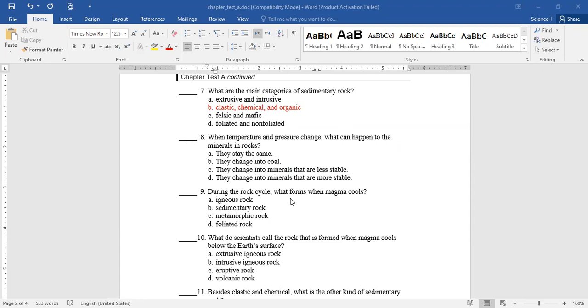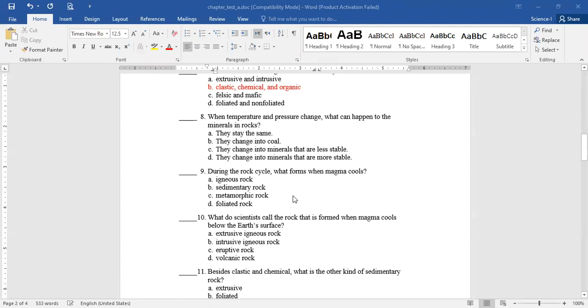Okay, Adam also has already answered in the chat because he has a problem with his mic. Okay. So question number 8. When temperature and pressure change, what can happen to a mineral in a rock? Once temperature and pressure change, it means the metamorphism process has already occurred. So what does it mean? Well, what happens to the minerals in a rock? Okay. Yes, Muhammad?